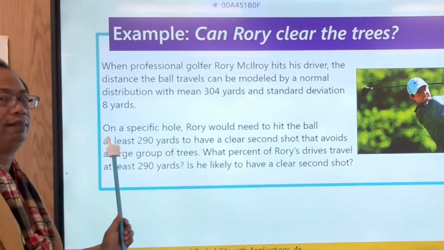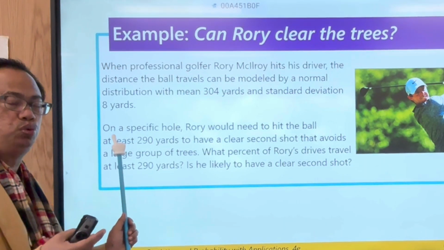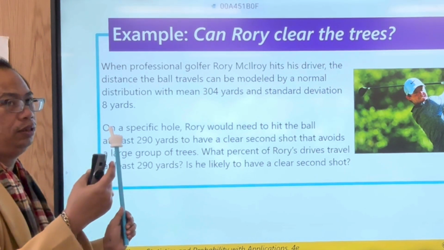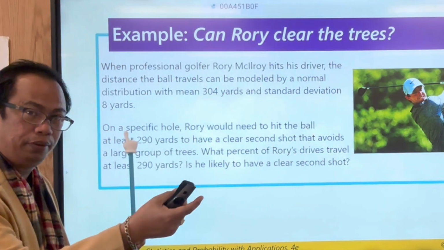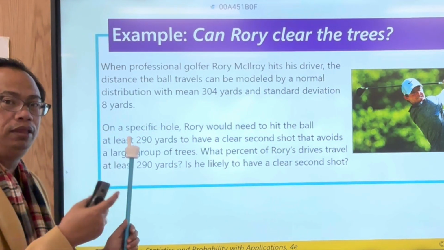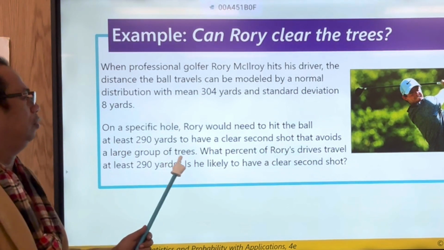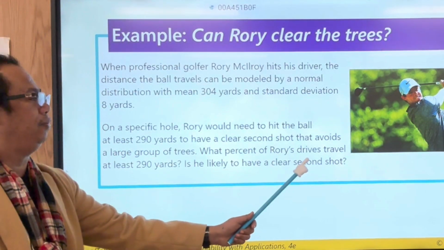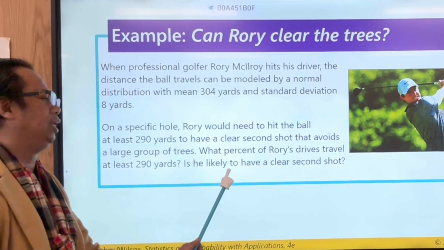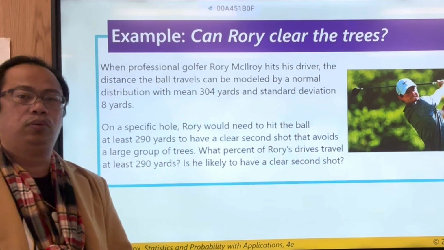He needs to be at least, meaning if you say the words at least 290, it's going to the right, meaning 290 and above. So the shaded region should be to the right. What percent of Rory's drives travel at least 290 yards? Is he likely to have a clear second shot? So that is the question.